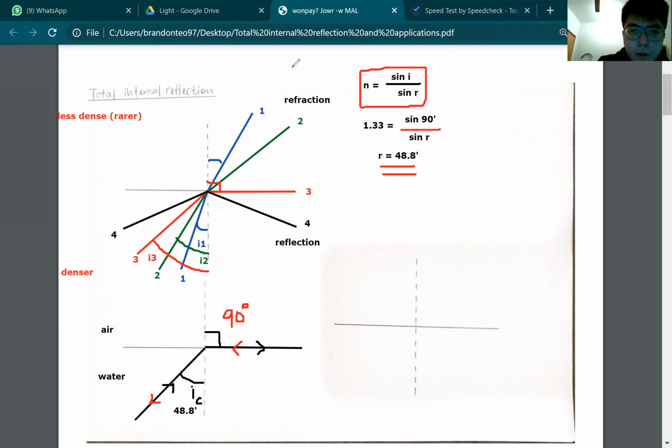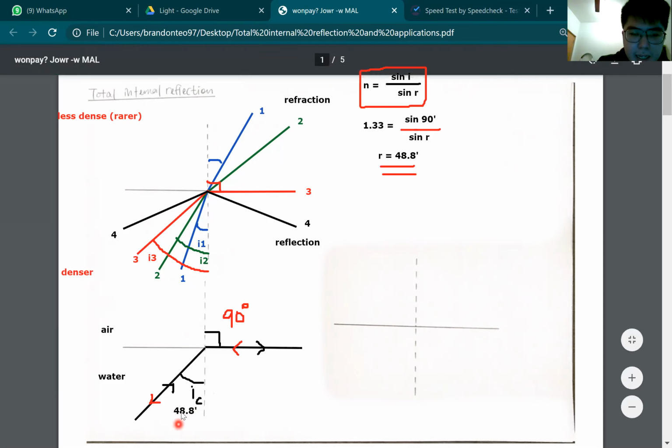Now, you got the critical angle. Meaning that any incoming ray whose incident angle is less than 48.8 will go up to the next medium, the air. Any angle bigger than 48.8 will be reflected back into the water, into the same medium. Now, one thing I want to talk about regarding the critical angle, look back at the first diagram.